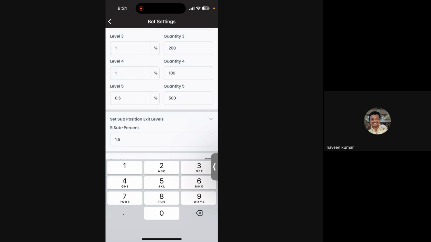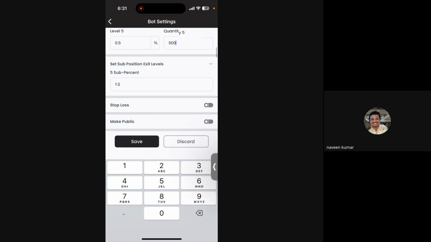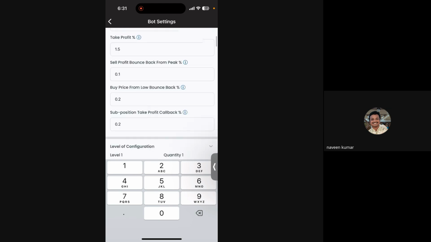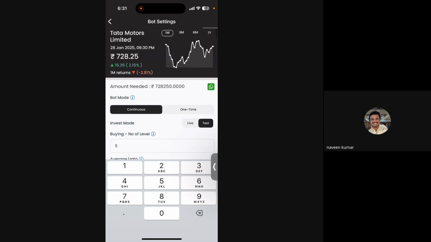So with this bot, and with this kind of systematic buying and selling, it will give you more comfort to buy on an opportunity and again sell it when there is an opportunity. It will not lose the opportunity. If it is coming down and recovering immediately, it will buy it. And you can see most of my bots are continuous.